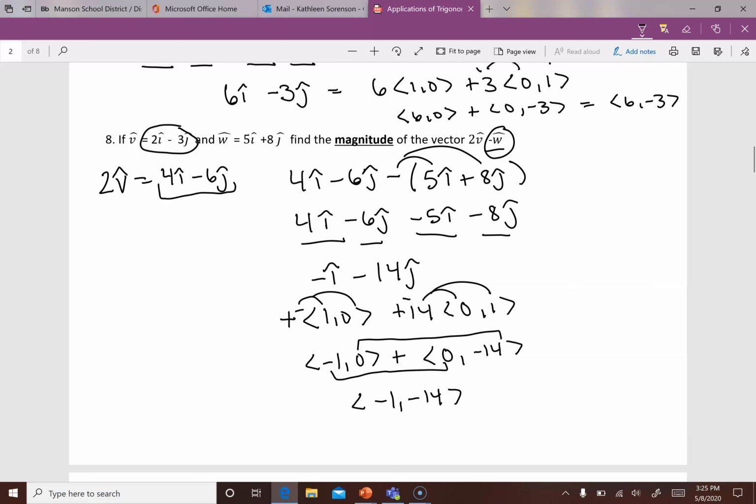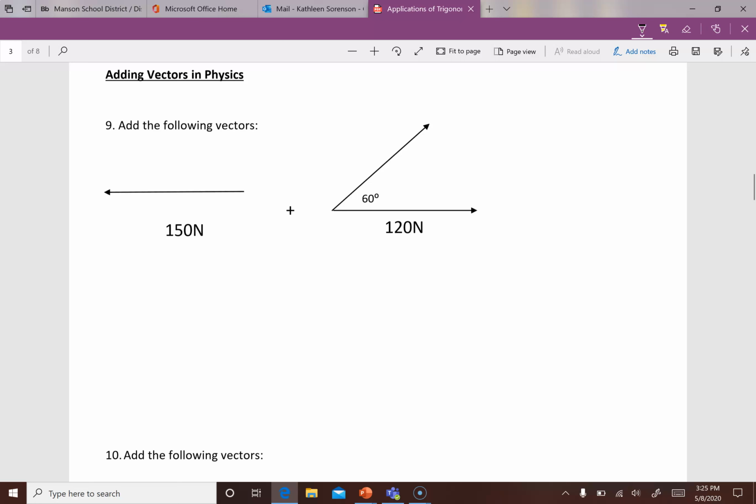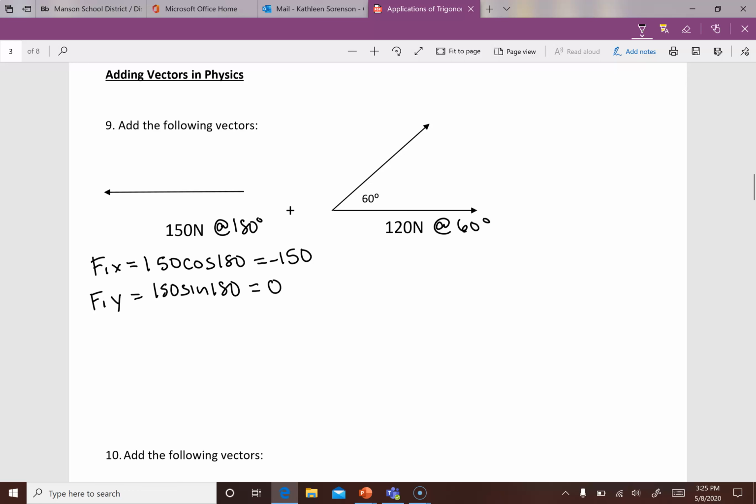All right. Add the following vectors. So here we've got 150 newtons at 180 degrees. And here we've got 120 newtons at 60 degrees. So my f sub 1 of x is going to be 150 cosine 180. And that gives me negative 150, which makes total sense because you're going to the left 150. And then f sub 1 of y is going to be 150 sine 180, and make sure you're in degrees when you do this, and I get 0.